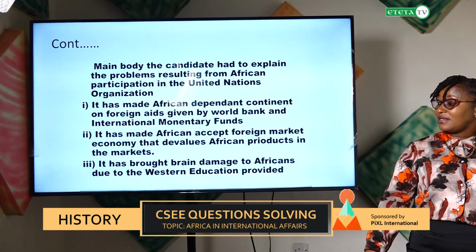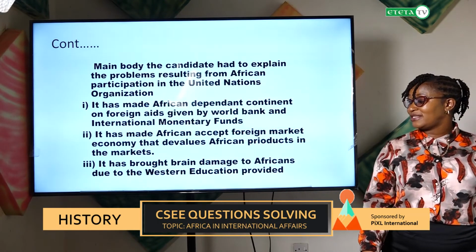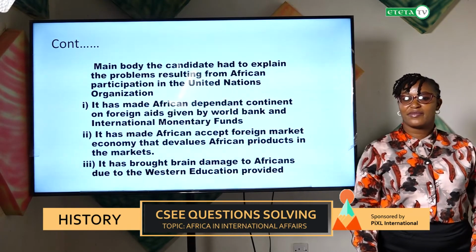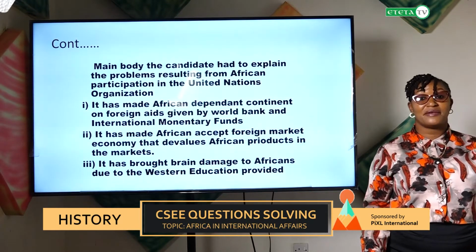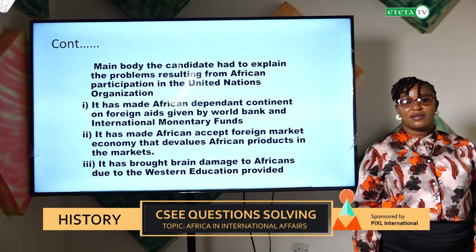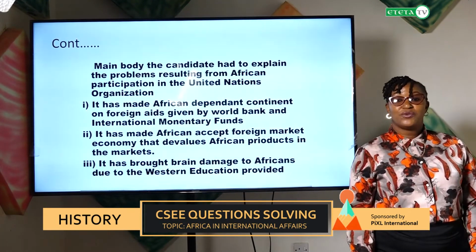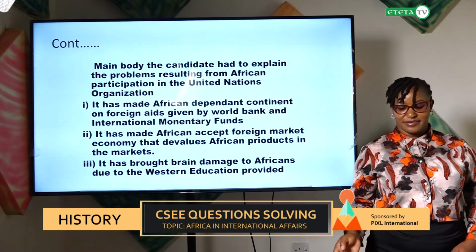Point number 3, it has brought brain damage to Africans due to the Western education provided. We as Africans are using this Western education we adapted from Europeans. And the kind of education is more theoretical than practical.